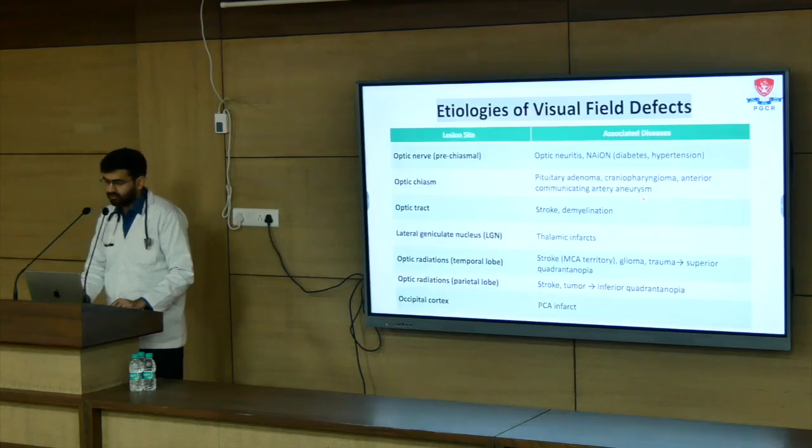Coming to common etiologies of visual field defects, if the optic nerve is involved, it can be secondary to optic neuritis or NAION, secondary to diabetes or hypertension. Optic chiasmal involvement can be seen in pituitary adenoma, craniopharyngioma, or anterior communicating artery aneurysm. The optic tract can be involved in stroke or demyelination. The lateral geniculate nucleus can be involved in thalamic infarcts. Optic radiation, if involved in the temporal lobe, will cause superior quadrantanopia, while optic radiation involved in the parietal lobe will cause inferior quadrantanopia, and lastly the occipital cortex can be involved in PCA stroke.